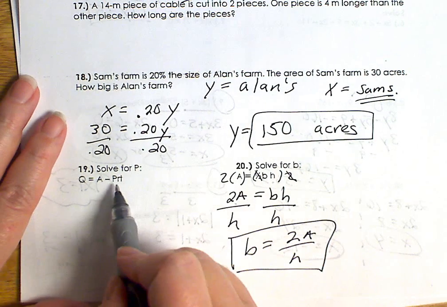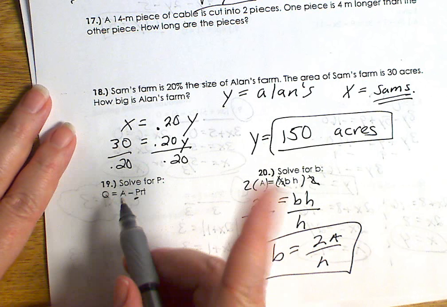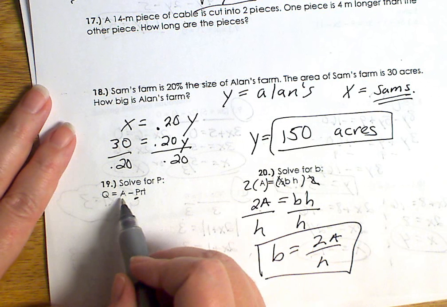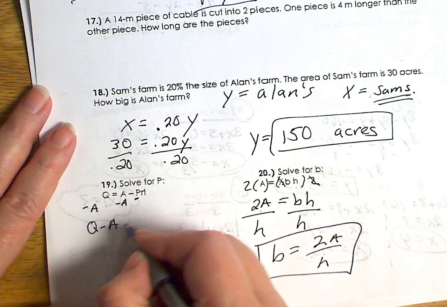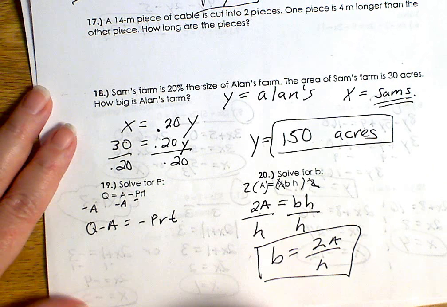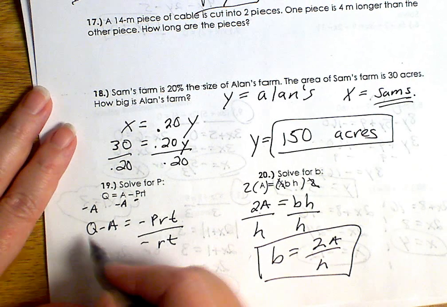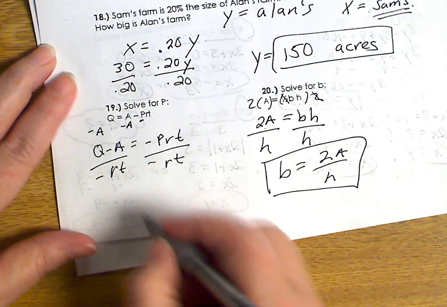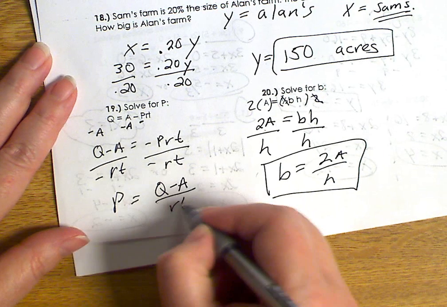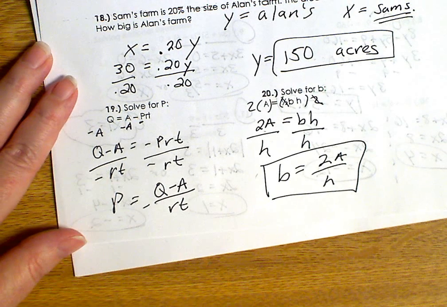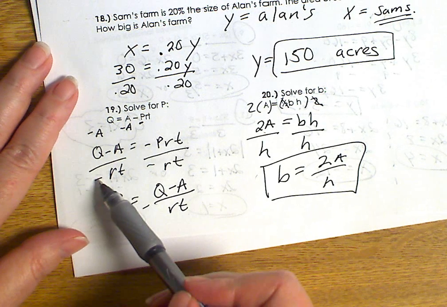How do you solve for P? Okay, this is what we want to get rid of. So we have to get this by itself first. Not yet, we have to get rid of this first. So subtract A from Q, right? Yep, from Q. So it's Q minus A is equal to negative PRT. Divide by RT, but negative. So we have P is equal to Q minus A over RT, and then we have it negative because of that negative. Well, having the negative on the bottom or pulling it out in front is the exact same thing.